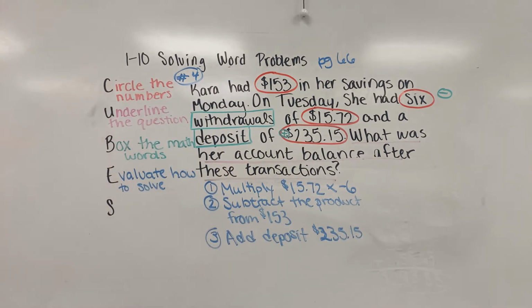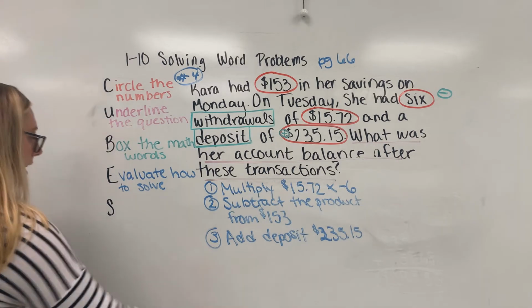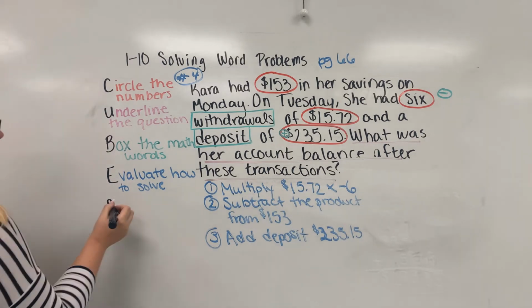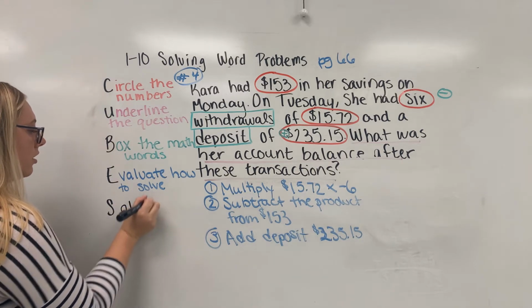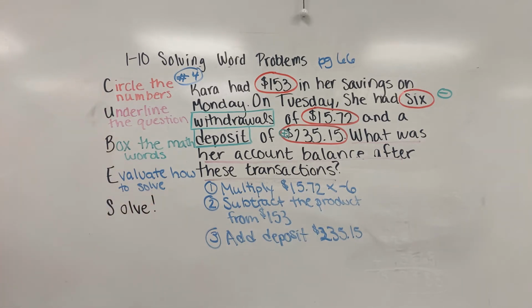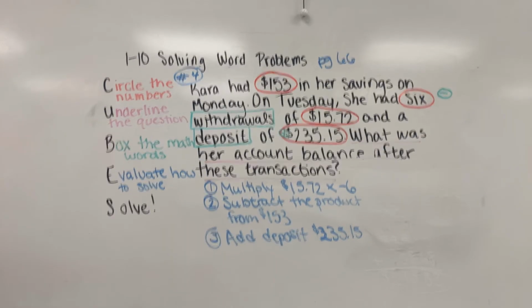So now you can see here in the blue part, I've identified all the steps I'm going to take to solve my problem. So from here, I'm going to go through with the last letter here, S. And S in CUBES stands for solve. So we've done our work, we figured out our numbers, we figured out what our question is asking us, we figured out the steps that we're going to have to take to solve it. Now we're going to take those steps.